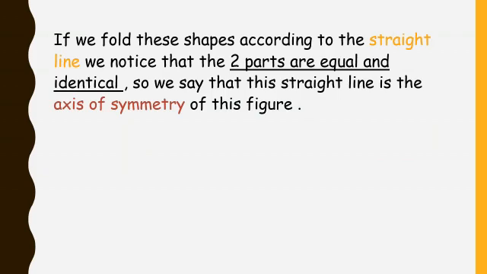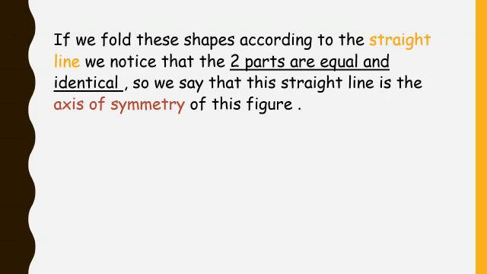We fold these shapes according to the straight line. We notice that the two parts are equal and identical. So we say that this straight line is the axis of symmetry of this figure.